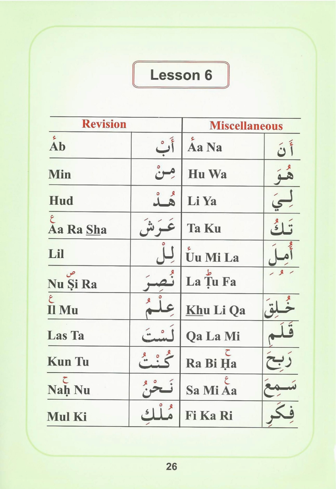Alif zabar a, noon zabar na, a na. He pesh hu, wa zabar wa, hu wa. Lam zer li, ye zabar ja, li ja. Te zabar ta, kaf pesh ku, taku. Alif pesh u, mim zer mi, lam zabar la, umila.